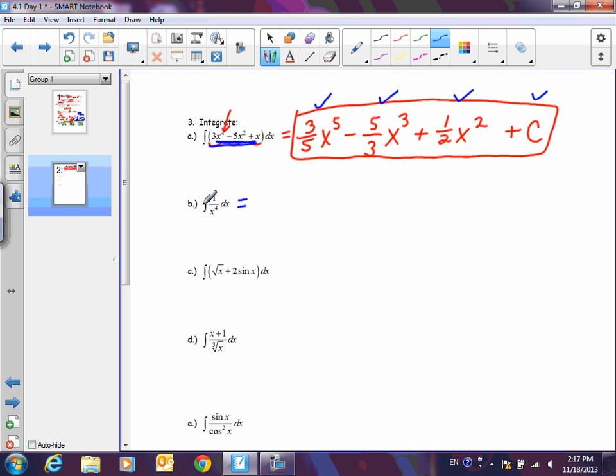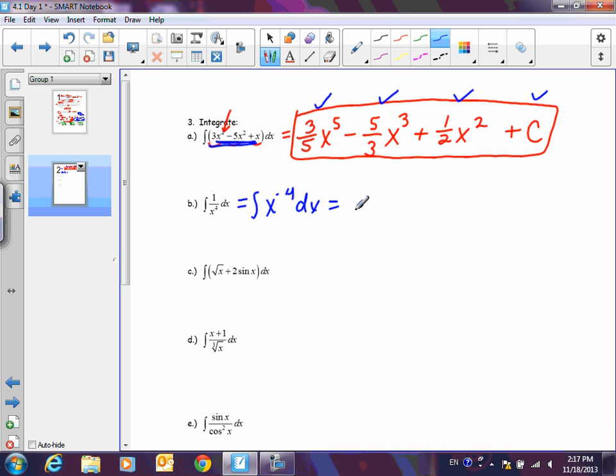All right. It's probably going to be easier. I mean, it's definitely going to be easier if I rewrite this so that it looks like A. How can I rewrite 1 over x to the 4th? X to the negative 4. Okay, so watch what I'm doing.